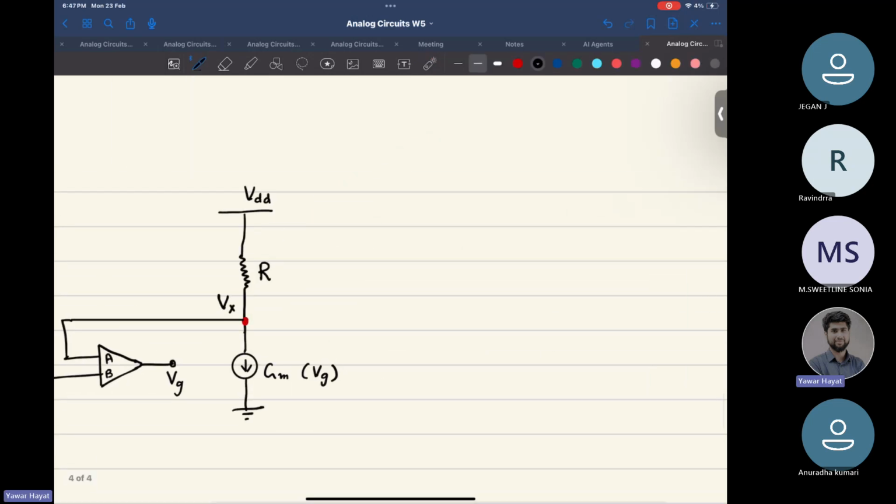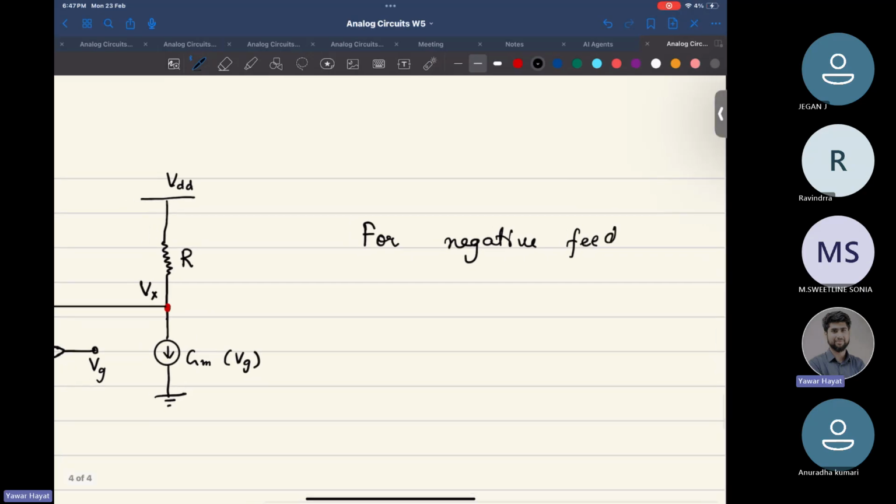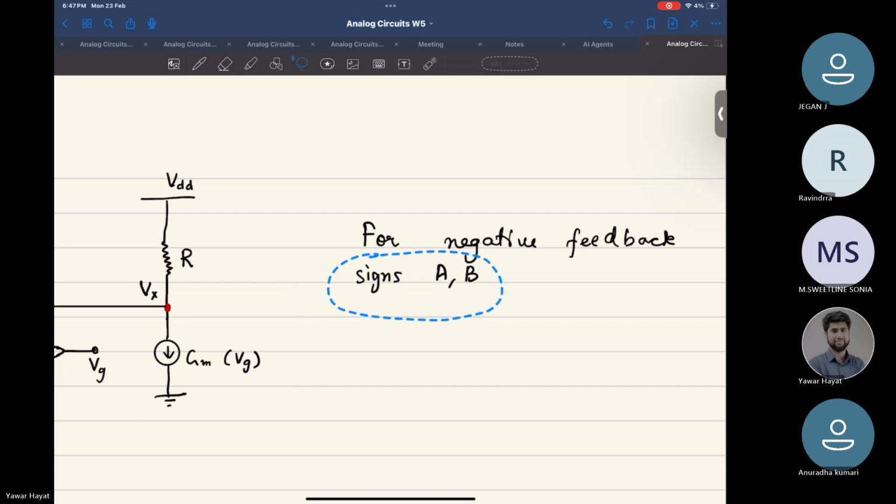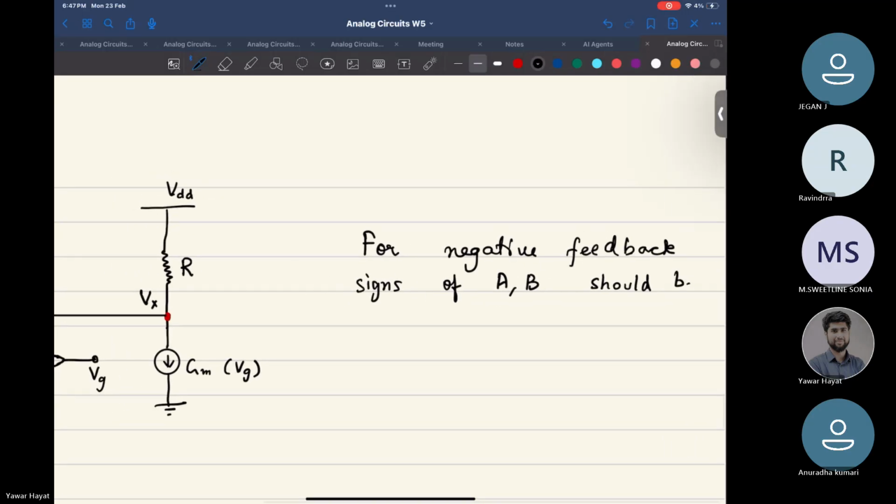Okay, let me write the question. For negative feedback, the signs of A and B should be what?